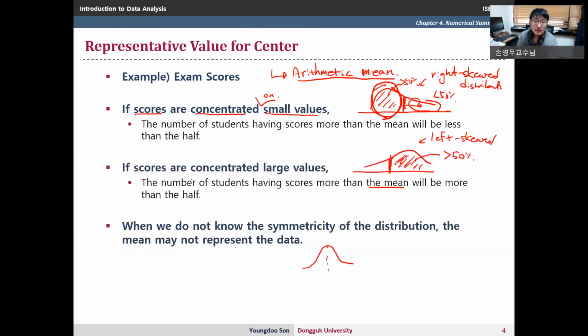However, if the data distribution is symmetric, the mean can be used to represent the center of the data distribution. However, if the data distribution is asymmetric, for example, if it is right skewed or left skewed, then the mean is affected by the extreme values in the tails here. So the mean is shifted toward these extreme values.